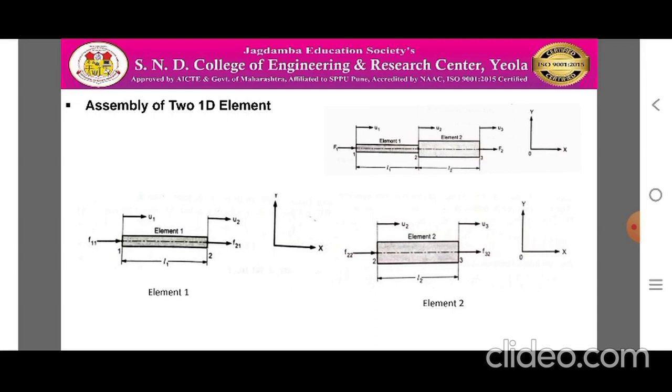F11 stands for the force acting at node 1, while F21 is the force acting at node 2 from node 1. Similarly, for element 2, the length is L2 and the nodes are 2 and 3, while U2 and U3 are the deformations at the respective nodes. The forces are F22 and F32.